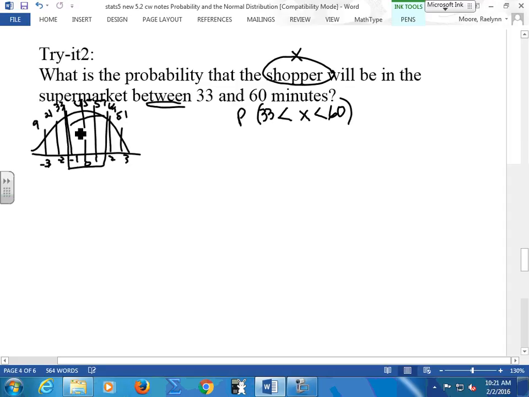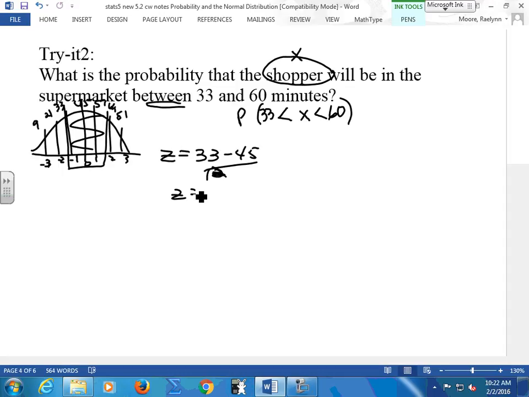Okay, so therefore you want between 33 and 60. So again, you want a good size. So you're going to find your z-score for 33, which tells us it is negative. And then you're going to, and I don't think I have this one. Yeah, I do. I tried to make sure I had all the things worked out so I wouldn't have to stop and work them out.